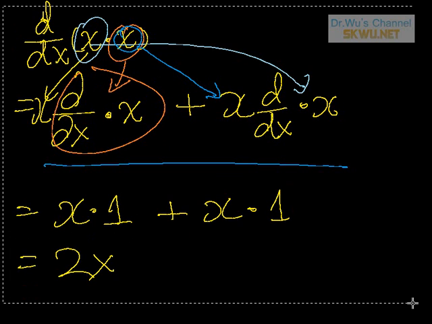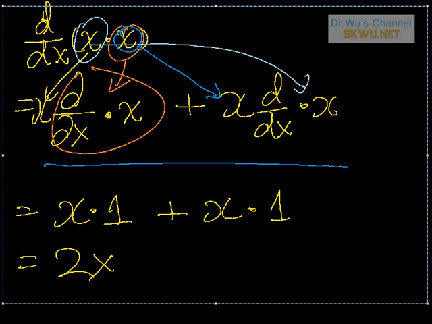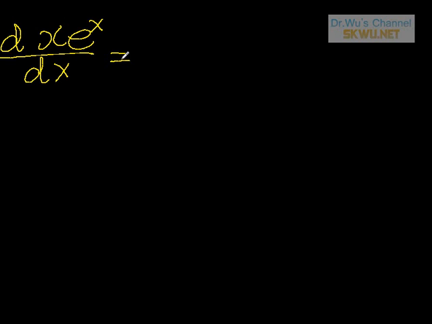For another example, this one is a bit more complicated, but it is still using the product rule. We should still be able to handle it. If we have a function like this, we want to differentiate this with respect to x. How can we do that? Then we can separate that and use the product rule. How can we use the product rule?